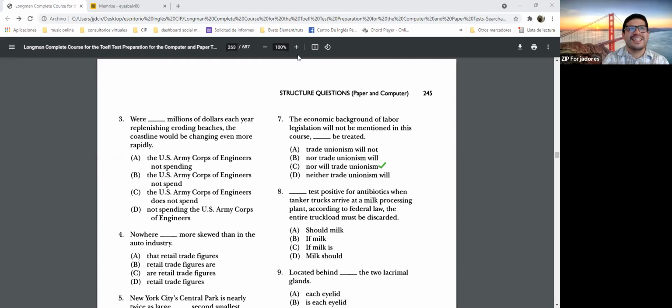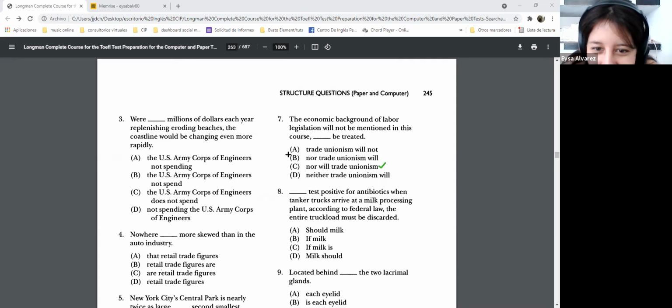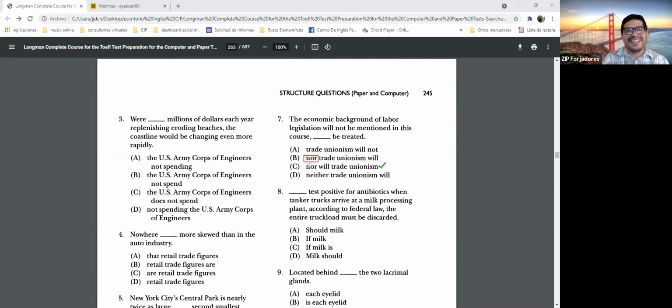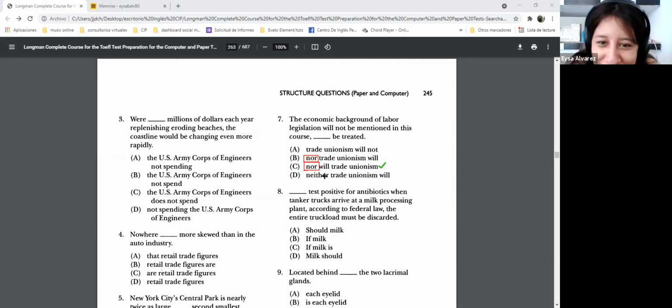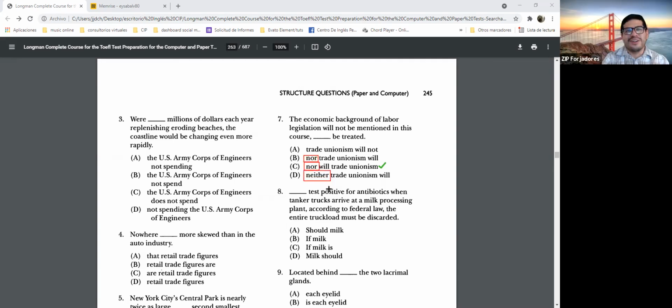Yes, because almost all of them have it. So I choose "nor", and then I choose to invert the subject and the verb. Exactly. Very good. So all the answers have a negative expression at the beginning, right? So it has to be inverted. So the only one that is inverted is letter C.